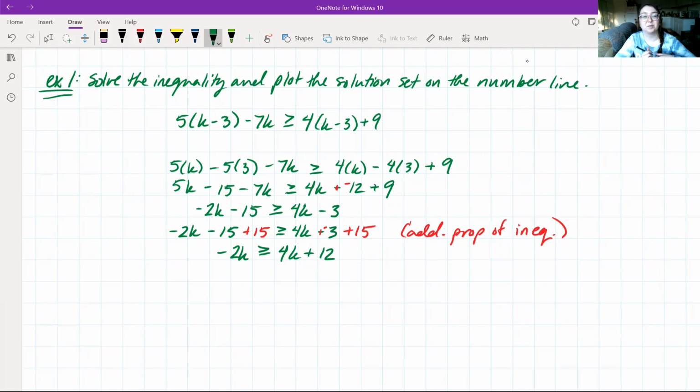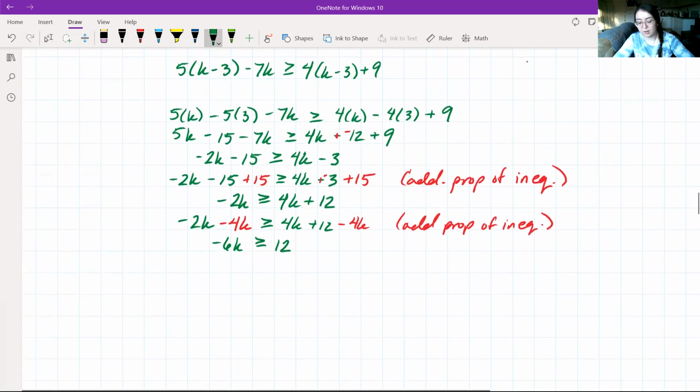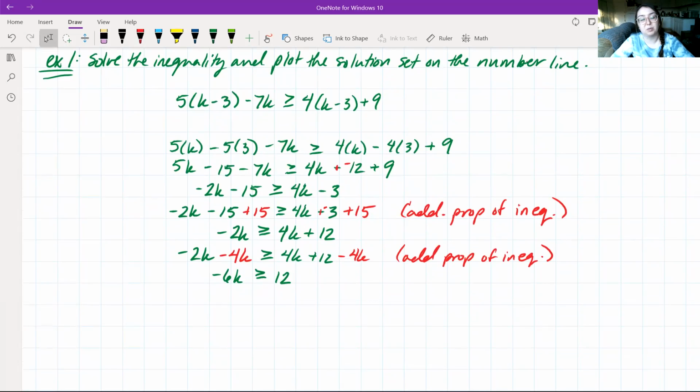And now we want to put all of our variable terms to one side. So we're going to subtract 4k from both sides. So we're going to have negative 2k minus 4k is greater than or equal to 4k plus 12 minus 4k. And once again, we're just using our addition property of inequality. So negative 2k minus 4k is going to give us negative 6k, which we're saying is greater than or equal to now 12. So now we have negative 6k is greater than or equal to 12.